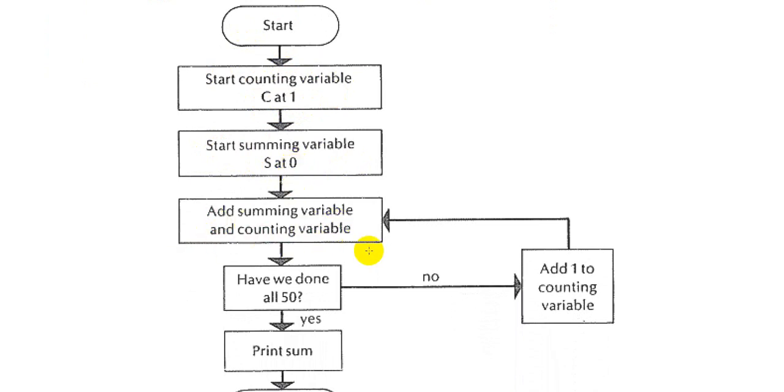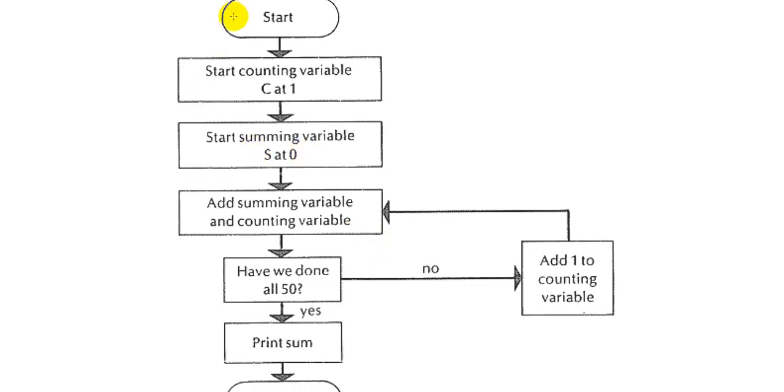Add the summing variable and the counting variable. The start and begin commands are visualized by the ellipse, as you can see in front of you, while the performing of the activities is visualized by the blocks. These are the blocks. This is a block, this is a block, and this is a block. The blocks comprise the commands given here to perform the activity: add the summing variable and the counting variable, as you can see here.